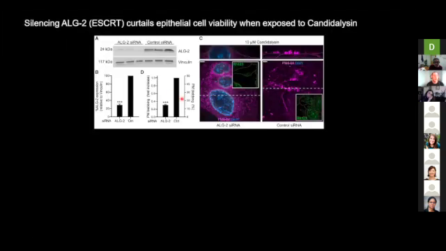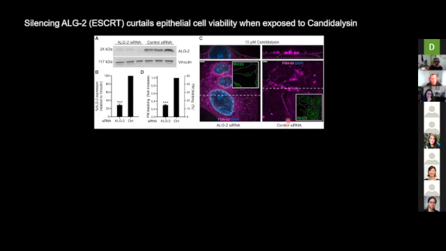We next wanted to silence ALG2 and basically inhibit the ESCRT recruitment and measure cell viability. So we got a pretty nice silencing here in these cells. And then again, we'd add a synthetic Candidalysin, now in a little bit lower dose to optimize the conditions a little bit. And while for the control siRNA, of course, when we add Candidalysin, we see these blebs here. When we silence ALG2, no blebs were formed, suggesting that these are ESCRT-mediated vesicles.